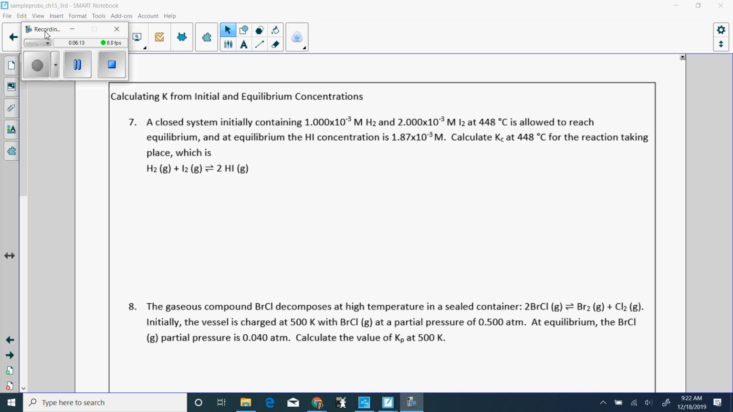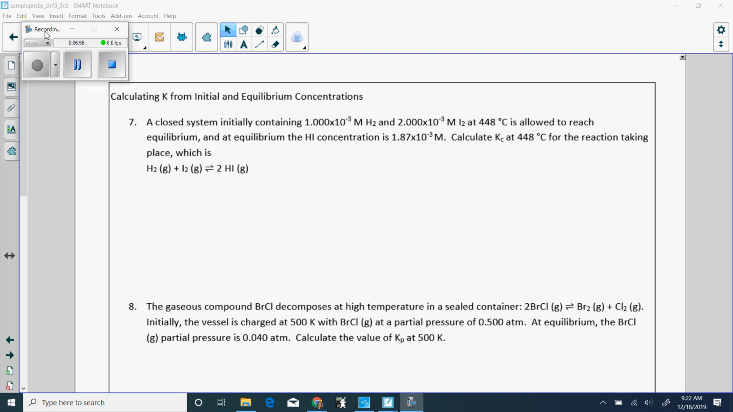Okay, this is going to be learning something brand new. It involves the algebra that we just did, but you have never ever seen this math before or this type of learning before, so I need you to like really focus, okay? A closed system initially contains 1 times 10 to the negative third molar hydrogen, and 2 times 10 to the negative third molar iodine. At 448, you will always get a temperature. We just haven't done something with temperature yet. It's allowed to reach equilibrium. That means I got to the point to my eyeballs, it looks like nothing happened. My graph is all flat, but really they're just switching at the same speed.